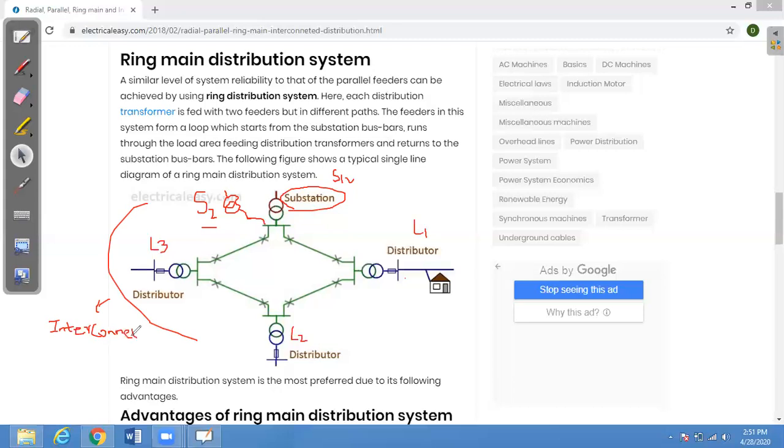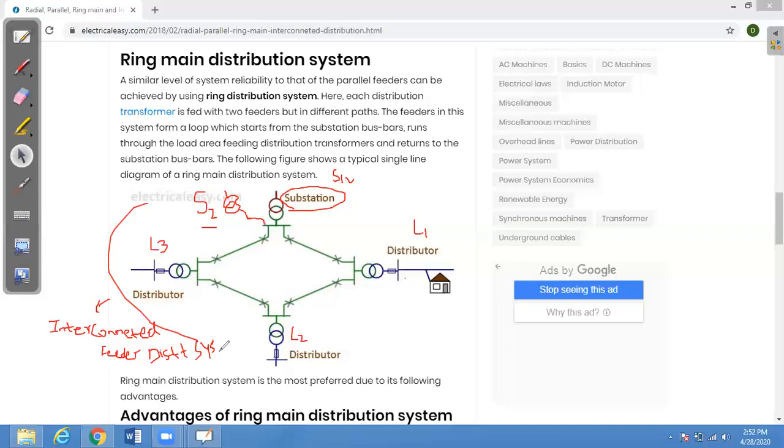So now this arrangement is basically called the interconnected feeder distribution system. So these are all four types of distribution systems in which we can distribute our power.